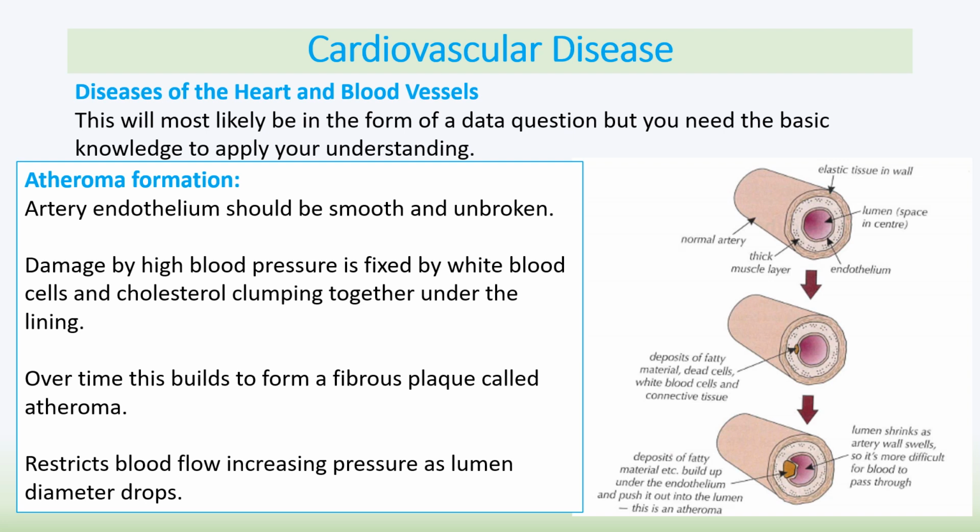So diseases of the heart and blood vessels will most likely be data-based questions in the exam. And you could be asked about atheroma formation, which is when the arterial endothelium should be smooth and unbroken, but due to high blood pressure, it can get damaged, and that can then be repaired by the white blood cells. However, what happens is the cholesterol starts clumping together underneath that repaired lining. Over time, it builds up and it reduces the flow through the artery.